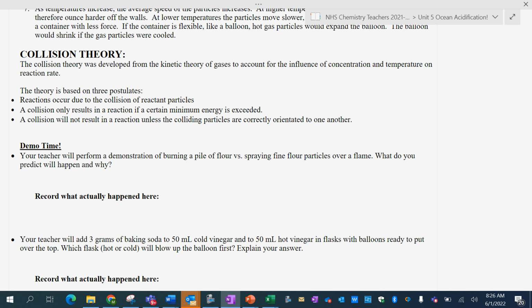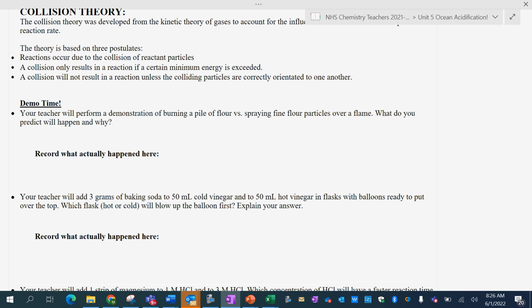So collision theory was developed from the kinetic theory of gases to account for things like concentration and temperature on reaction rate. It's based on three things. Number one, reactions occur when particles collide with one another. Number two, a collision only results in a reaction if a certain minimum energy is exceeded. And number three, a collision will not result in a reaction unless the colliding particles are correctly oriented to one another.